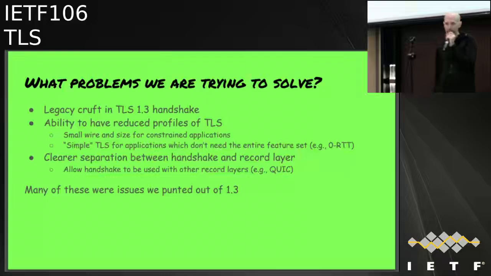Second, even from the beginning of 1.3, there was sadness about the rich feature set. And that has a number of problems sometimes. One is it made it hard to say, I don't want 0-RTT and I don't even want resumption, and how do you define what the minimal feature set is that may be easier to implement and easier to reason about.